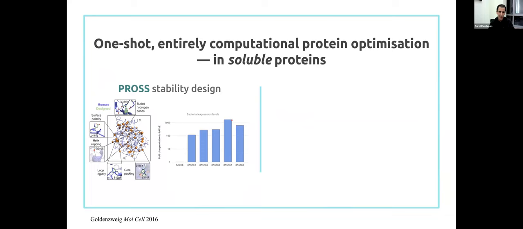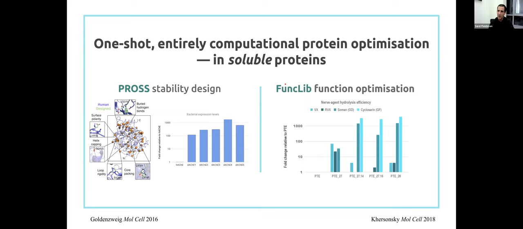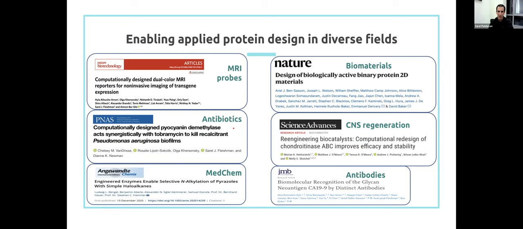Similarly, but for another purpose, FuncLib can optimize function, be it catalytic activity or binding affinity. Here I'm showing how we've designed variants of nerve agent hydrolase that are up to about 4,000-fold more active than the wild type, as you see in these bar plots. So we're quite good at optimizing soluble proteins, and this has led to diverse applications, not only from our lab; other labs have also used these tools. And that's great for soluble proteins.